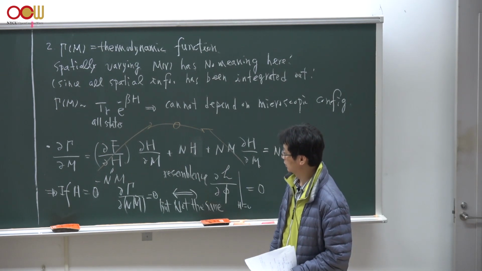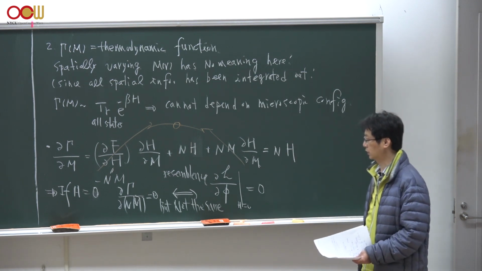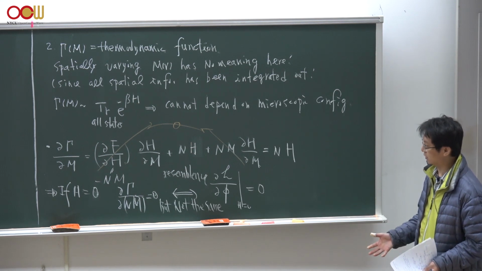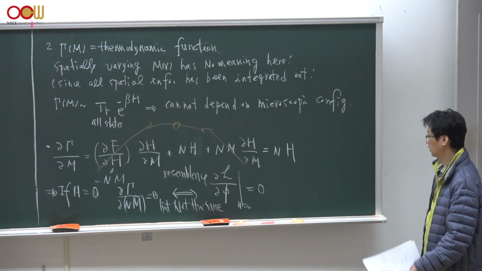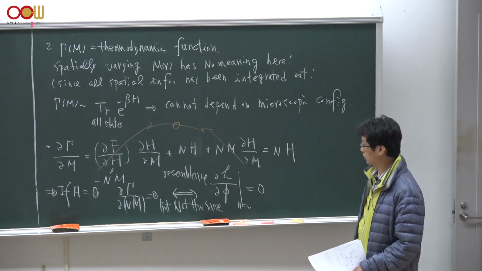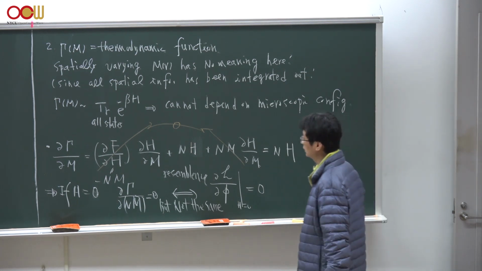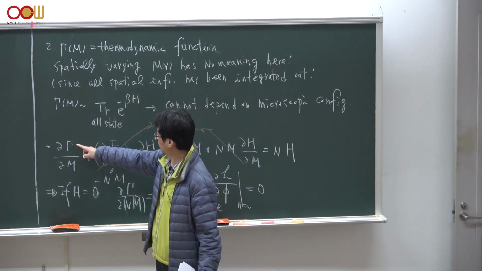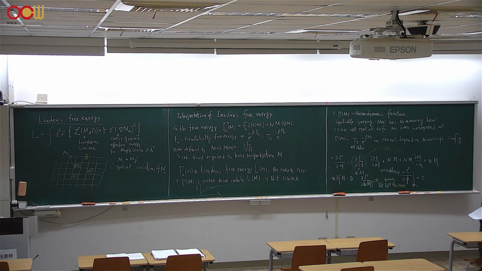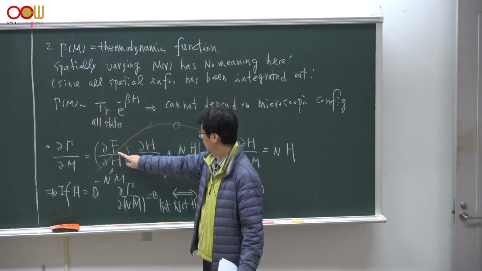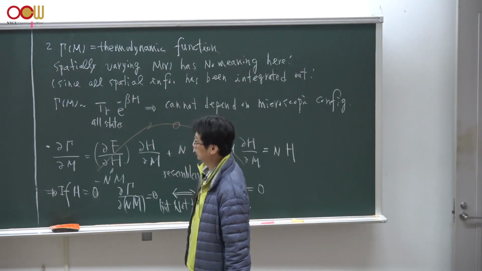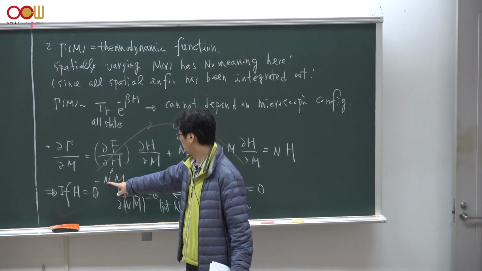For example, the Gibbs free energy is a convex function, but the Landau free energy is not a convex function. So let's prove this, starting with the convex nature of the Gibbs free energy. Suppose we take the partial derivative of the Gibbs free energy with respect to the magnetization, following this definition. We also notice that partial F partial H, from that definition, is nothing but minus n times m.